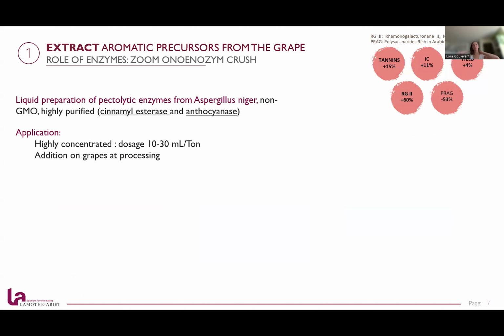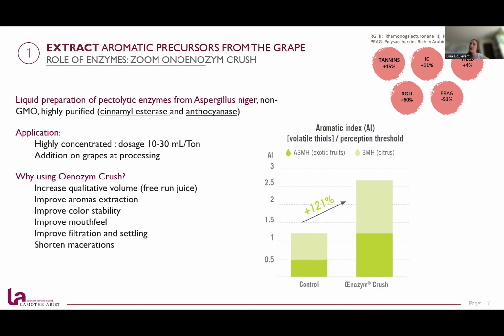So using an extraction enzyme can be useful for a lot of different objectives. If you want to increase volume, that will help you to get more free-run juice. We'll see that later. It also improves aroma extraction and color stability, because it extracts some polysaccharides that will be able to stabilize the color after. It improves mouthfeel, with more polysaccharides, and decreases the astringency perception. It improves filtration and settling, because this is pectinase, so it has an impact on clarification.